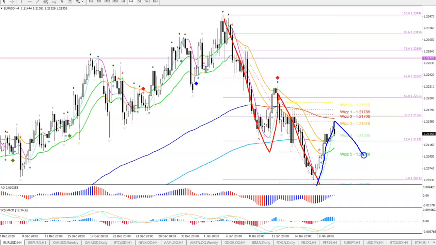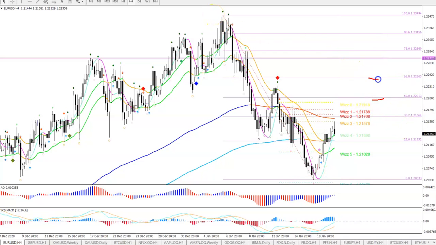I'm expecting an ABC up anywhere into these fibs, and the deeper it goes, the more likely it is to be an ABC flat. So if it goes into the 78.6 fib or 88.6 fib, it's probably an ABC flat. What does that mean? That means we're expecting five waves down after that to test the previous bottom and make a bigger correction like that.